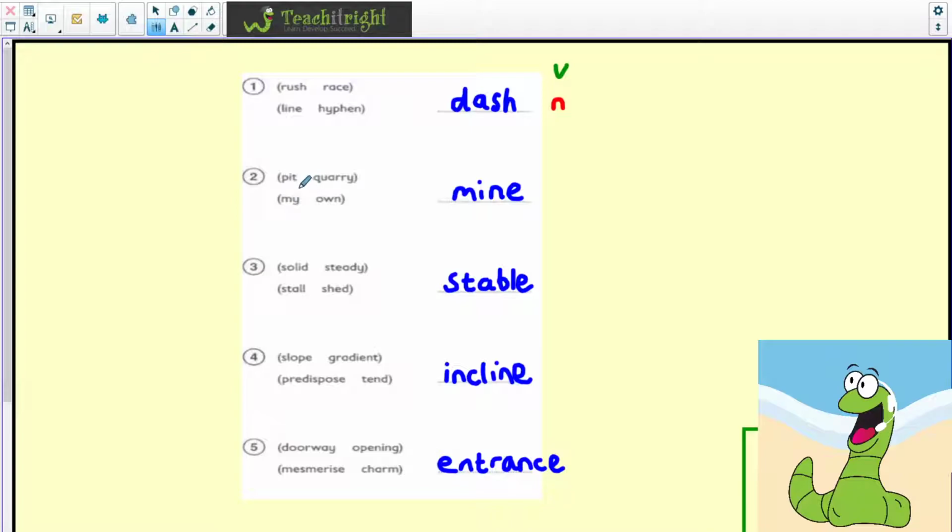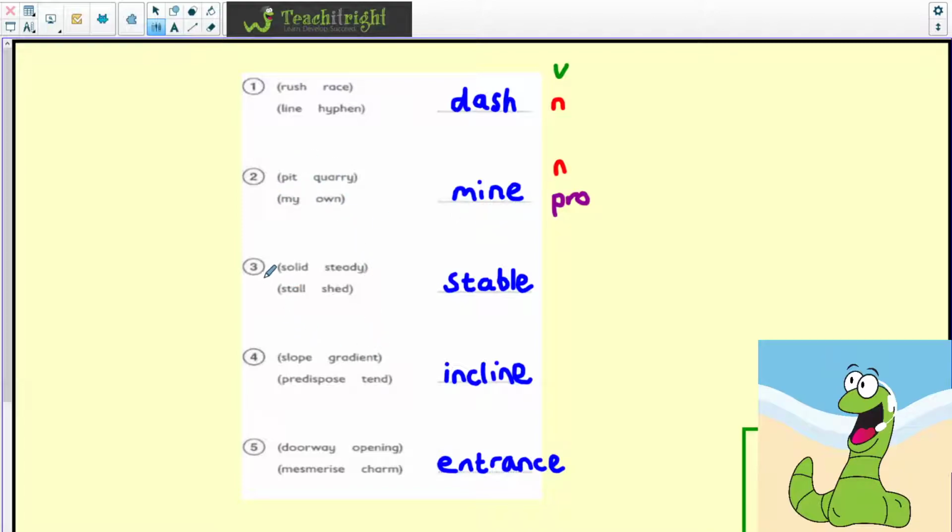Mine can be a quarry or a pit. So that could be the noun. But you can also have my or own can be mine, and that's a pronoun. So let's create another colour for that one. So let's do PRO, so we know it's a pronoun. So knowing your word groups is super important here, and making sure the word you've written down goes with both pairs.